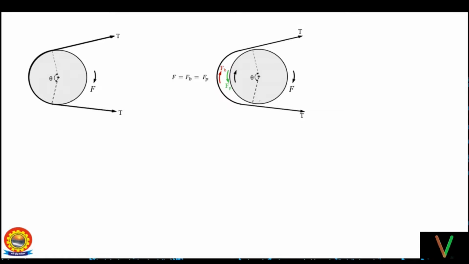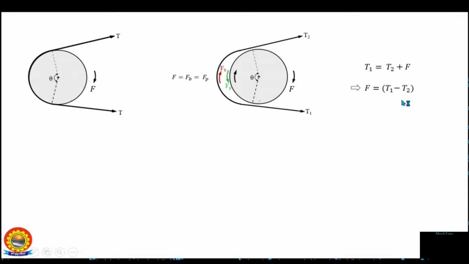The frictional force in the belt results in increased tension on one end of the belt, T1, and a decrease in tension on the other end, T2, such that by the equilibrium of forces in the belt we can write that T1 will be equal to T2 plus F, as T1 is in this direction, and F and T2 are in this direction. Fb and T2 are in opposite direction. So T1 will be equal to Fb plus T2 as seen from the diagram. So this is nothing but we will get that F will be equal to T1 minus T2.